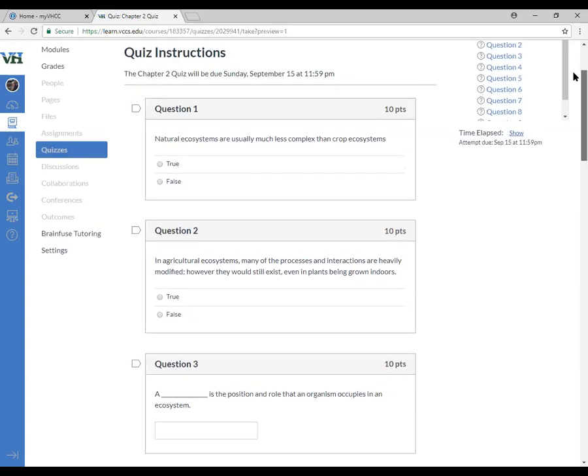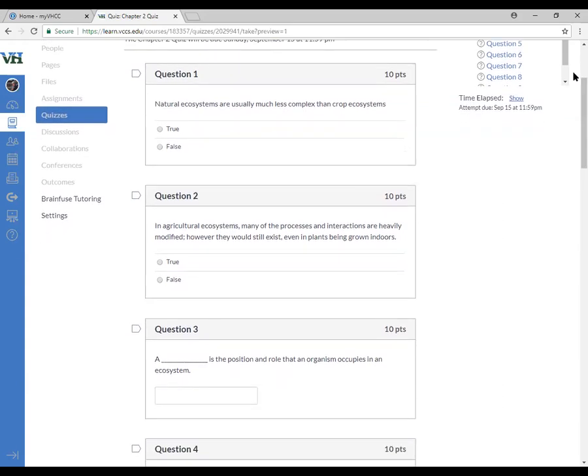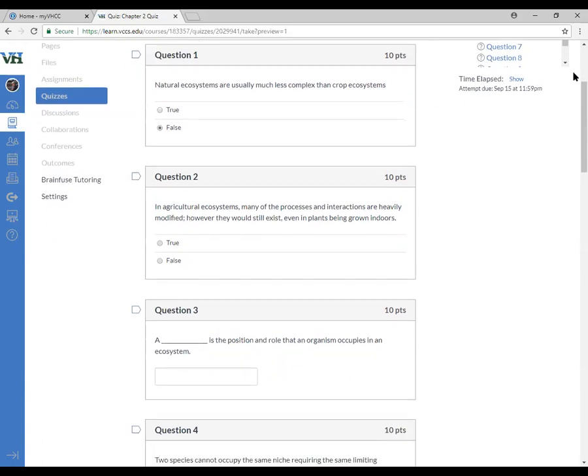So on quiz 2, we're looking at ecology. Natural ecosystems are usually much less complex than crop ecosystems. That is false. Usually natural ecosystems are more complex than crop ecosystems, because we're talking about all kinds of different species. Even in more advanced cropping systems, like a polyculture, we generally only have 3 or 4 crops. And a lot of times we're practicing more of a monoculture where there's just one crop per field. So they're less complex.